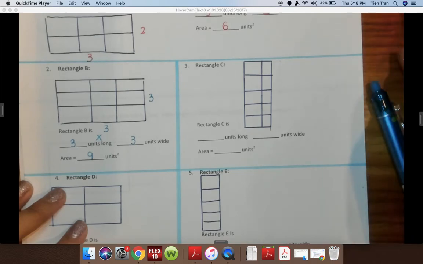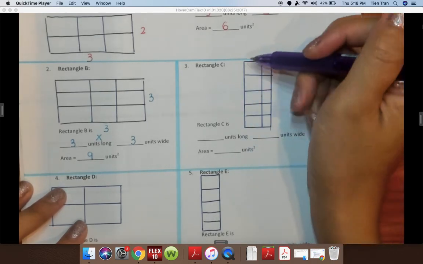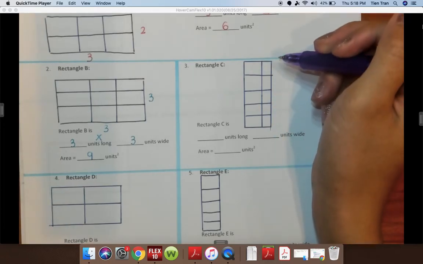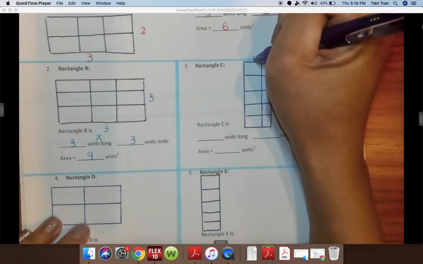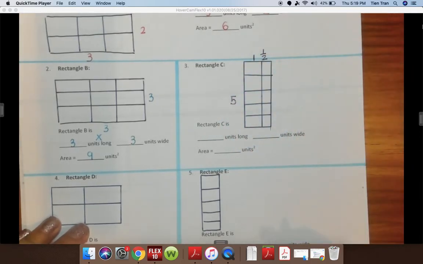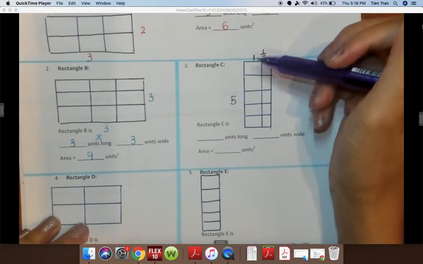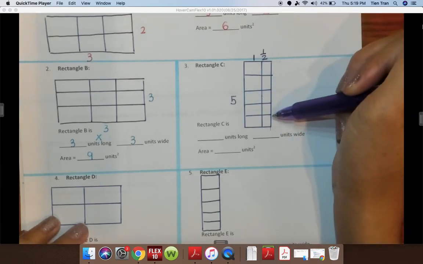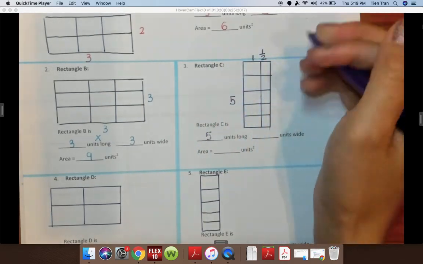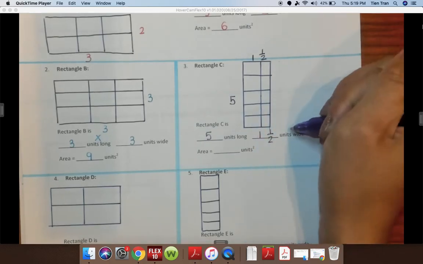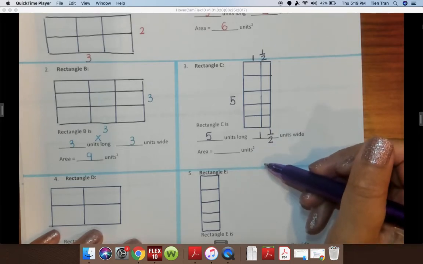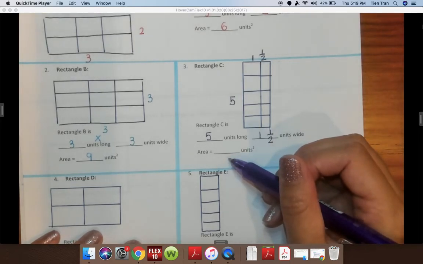Now, rectangle C is a different rectangle. If you notice, this one looks like a half measurement because it is. So what I have right here is 1 and 1 half. And then on the side, I have 5. Okay? So that means that I am multiplying these units together to figure out what I have. So I have 5 units long and 1 and 1 half units wide. Okay? And I need to multiply it in order to find what my area is equal to.